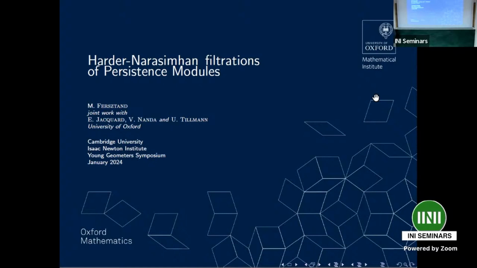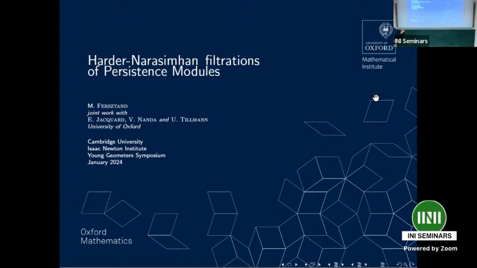Okay, so this talk is based on joint work with Emile Jacquard, another PhD student in Oxford, and our two supervisors, Vidit and Ulrike. The main goal of this project was to use techniques inspired by GIT for topological data analysis, and more precisely, to apply stability conditions of quiver representations to quiver representations that arise in topological data analysis.